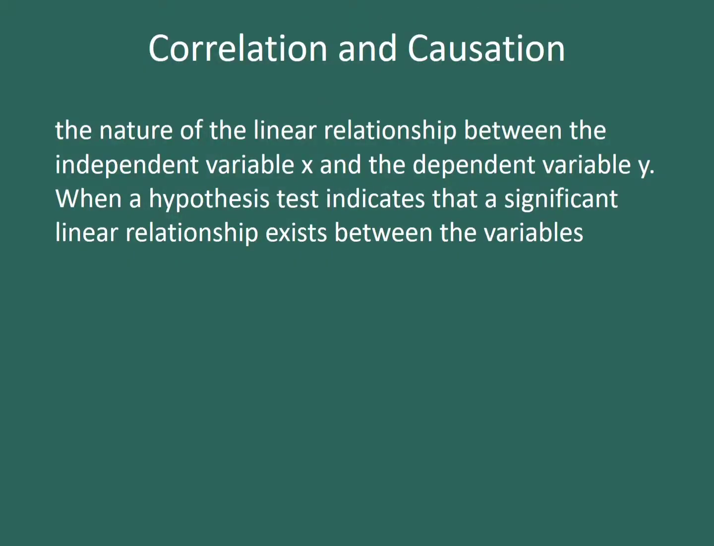Correlation and causation. The nature of the linear relationship between the independent variable x and the dependent variable y when a hypothesis test indicates that a significant linear relationship exists between the variables. So we're going to be talking about correlation and causation. Again, just because two things are correlated does not mean that one caused the other, right?